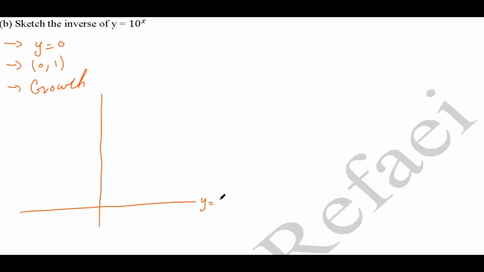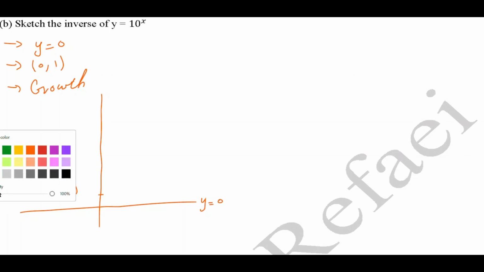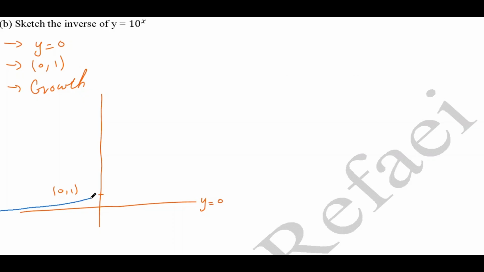Y equals 0 is the asymptote line, the intersection point is (0, 1), and the graph goes upward exponentially from left to right. This is part A. Let's move to part B.